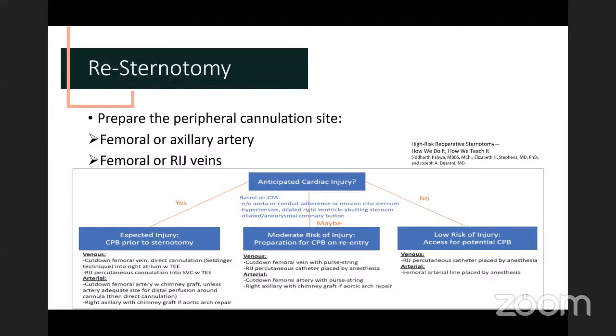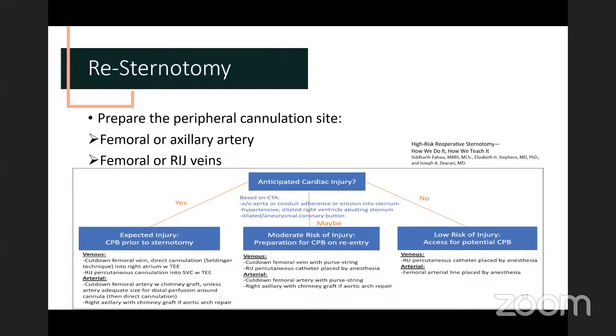If you anticipate a cardiac injury based on the CT chest, if there is a high risk of injury, then it's reasonable to do a cut down femoral or axillary for arterial and venous cannulation, and to go on bypass before opening the chest. If you have moderate risk for injury, then it's reasonable to put your purse string in the femoral for both arterial and venous cannulas, and keep it ready in case any injury happens during your re-entry.